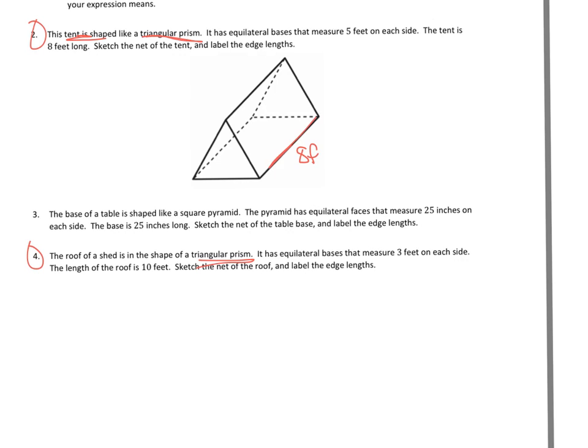So that means this is 8, this is 8, and this is 8. What it's telling me about the 5 is these are equilateral bases, meaning they're equilateral triangles. So this is 5, this is 5, this is 5, this one's 5, this is 5, and this is 5. So that's going to help me with my drawing, because I'll know how many triangles I need to have.